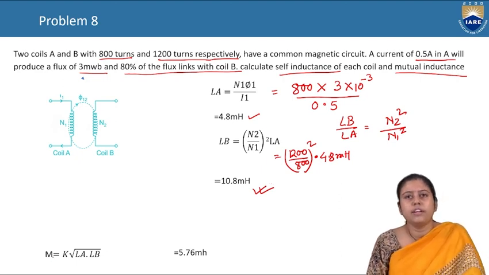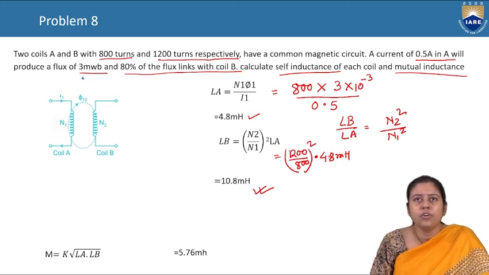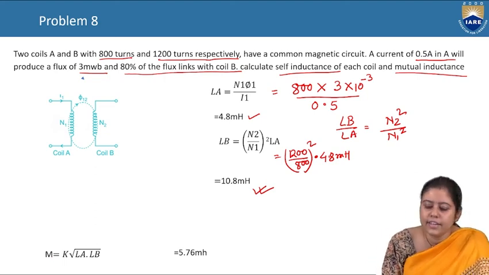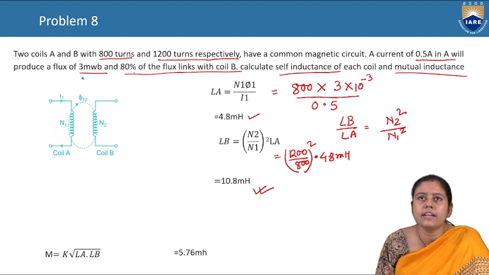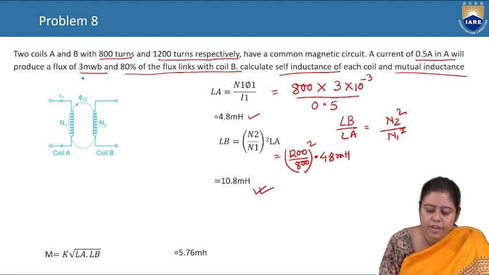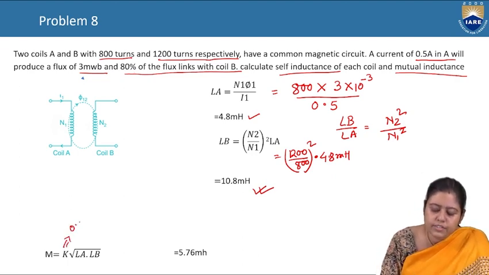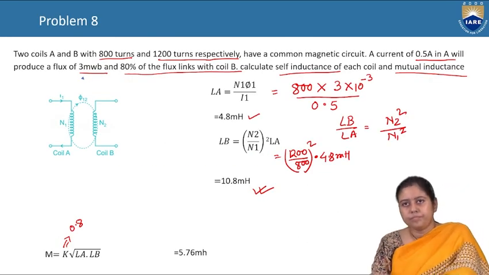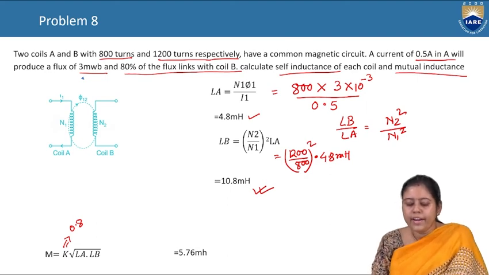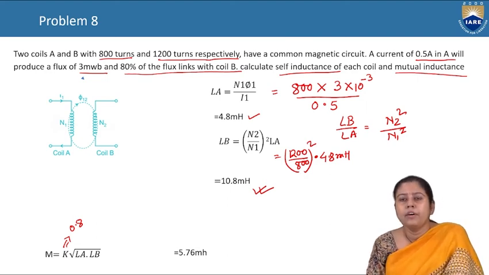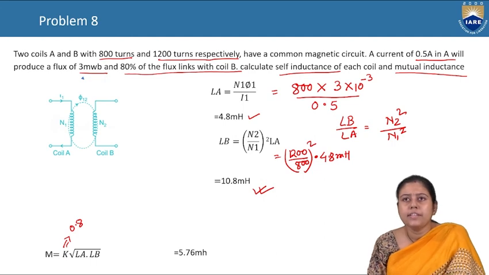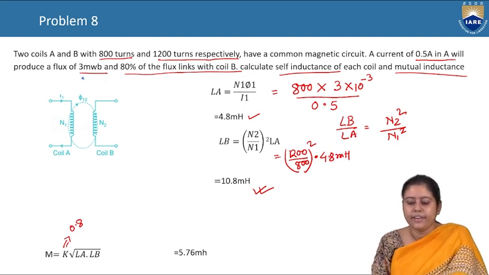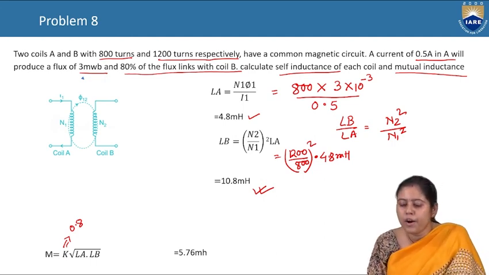We have to calculate the mutual inductance. Here we can see that only 80% flux links with B. So K value is 0.8, and M is K root of LA times LB. We will get the value 5.76 millihenry.